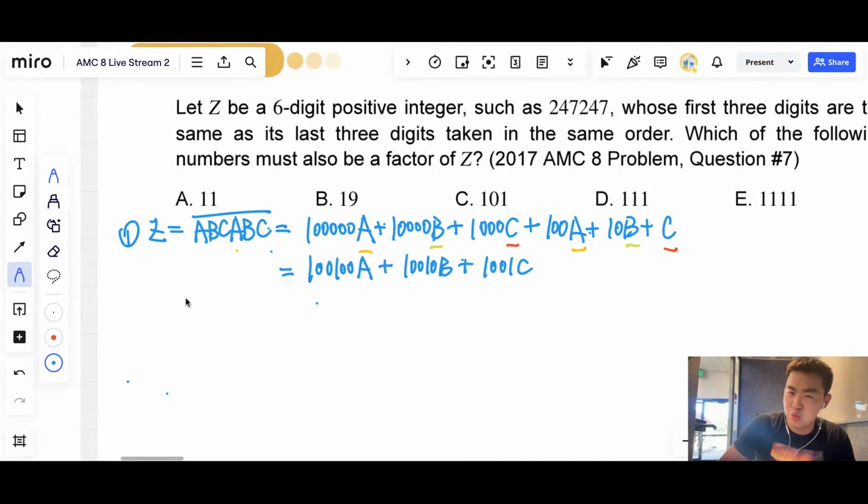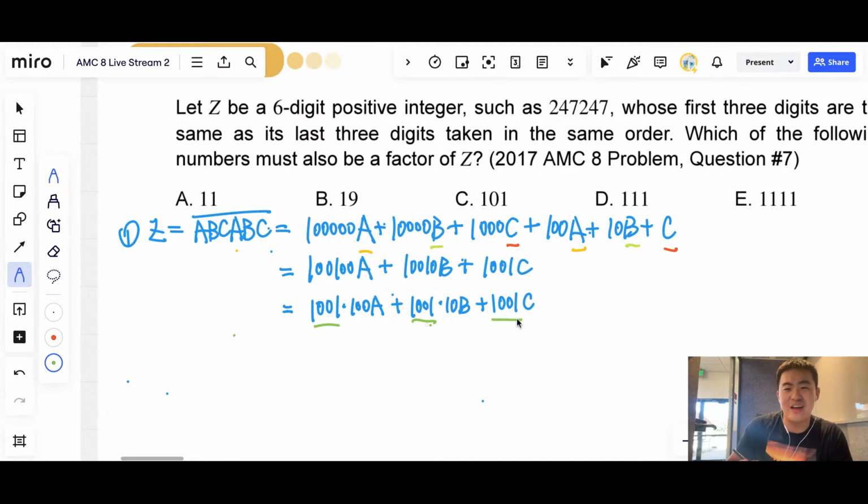Now, let's do one more step to make this even simpler. It should give you 1,001 times 100A. If you multiply these two numbers, you should get the exact same result as above. The second term now becomes 1,001 times, I will keep consistent using the dot multiplication sign, 10B. And the last term is easy, just 1001 times C, nothing changed. So what can we observe here? We have 1001 in the first term, 1001 in the second term, and also 1001 in the third term.